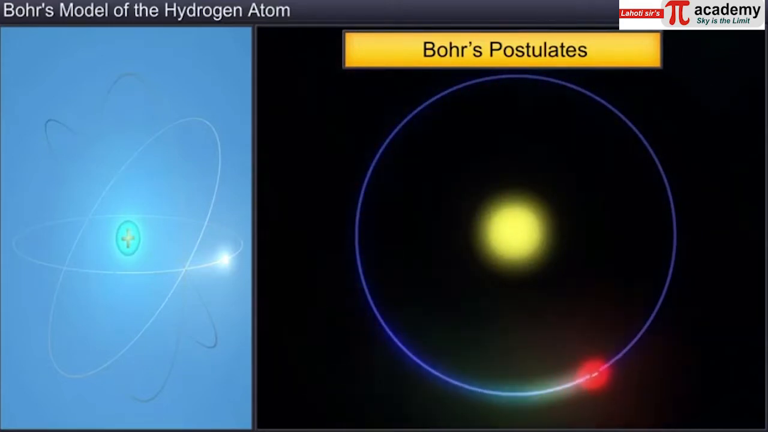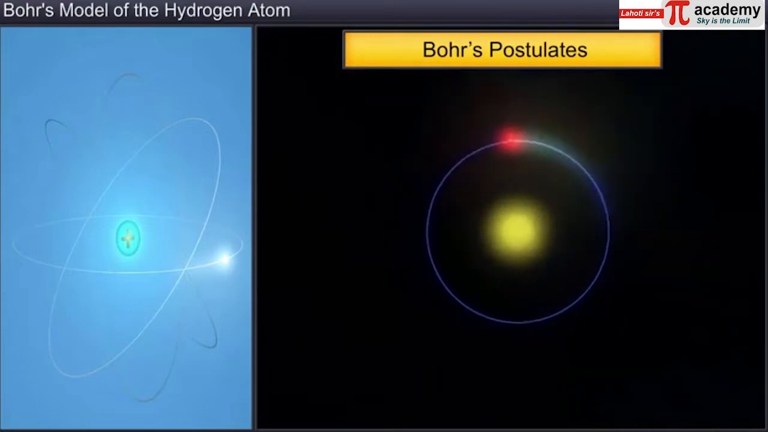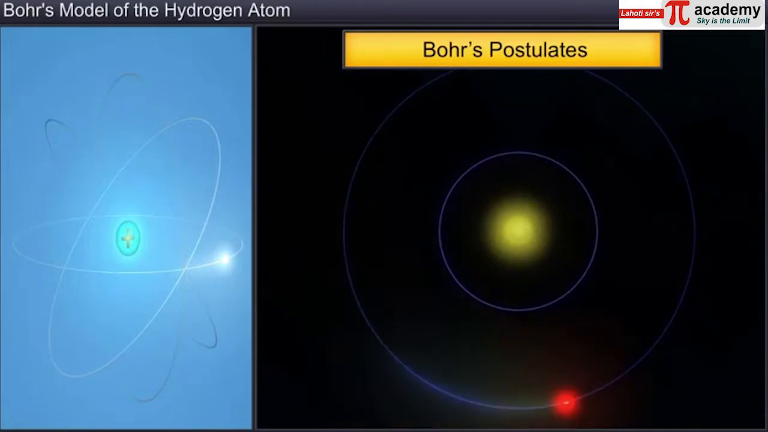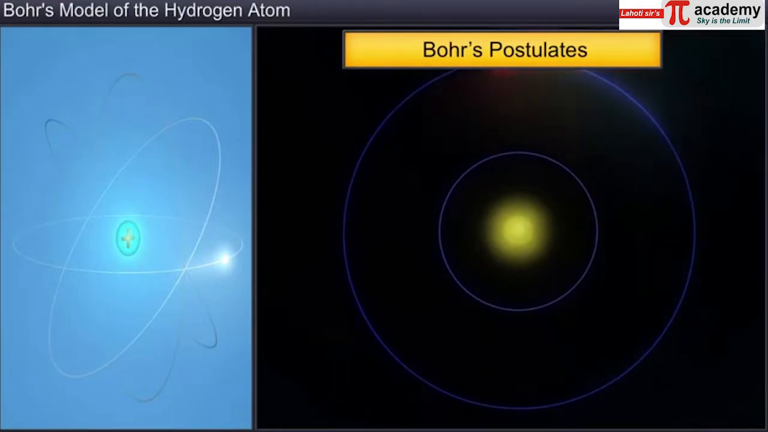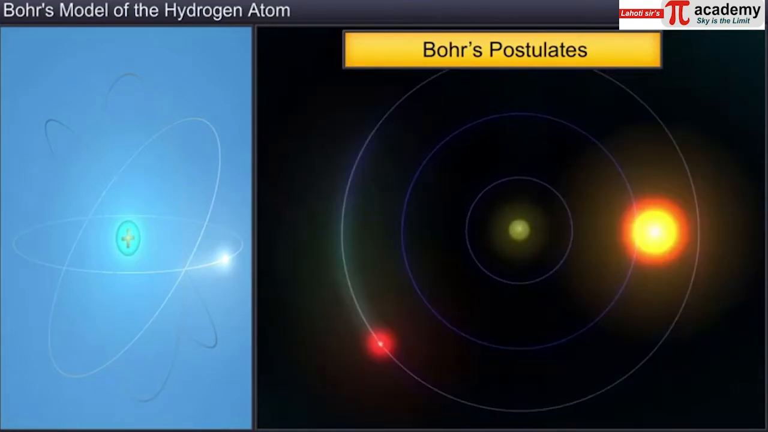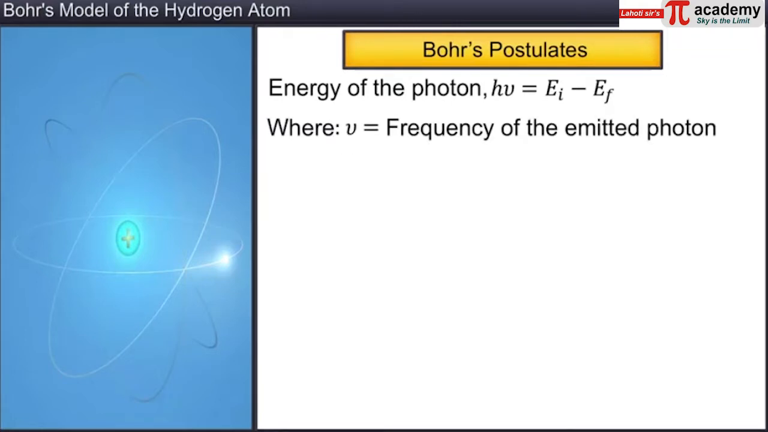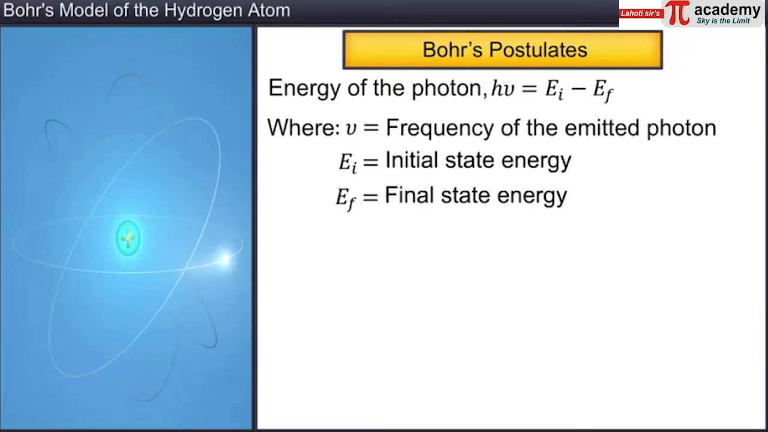According to Bohr's third postulate, an electron might make a transition from one specific non-radiating orbit to another of lower energy. When it does so, a photon is emitted having energy equal to that of the energy difference between the initial and final states. Then, the frequency nu of the emitted photon is given by the relation h nu is equal to E_i minus E_f. Here, E_i is the initial state energy and E_f is the final state energy of the electron. Let this be equation 2.